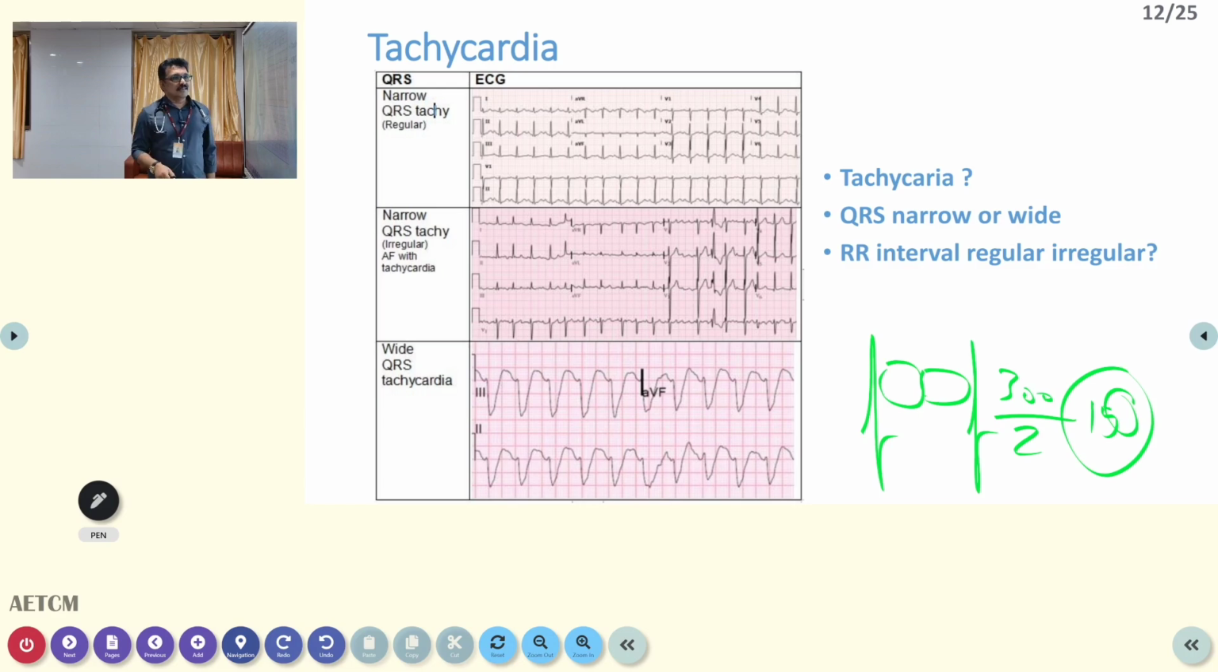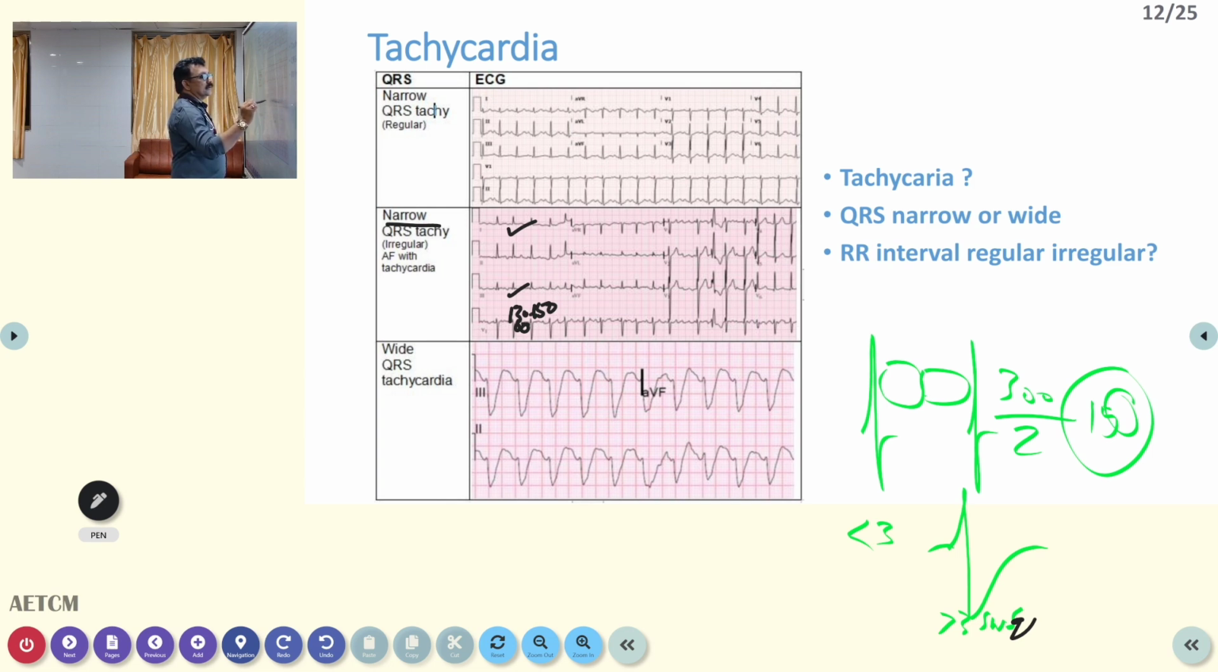That is very important. The second thing is whether the QRS complex is narrow or wide. Narrow means less than 3 small squares. Wide means like this, more than 3 small squares. Okay, so that is a wide QRS complex. So here what you are seeing is a narrow QRS complex, but there is tachycardia. You can see only 2 large squares are there. So the heart rate is somewhere around 150, maybe 130 to 150. Then there is a narrow QRS complex, whereas here the QRS complex is wide.